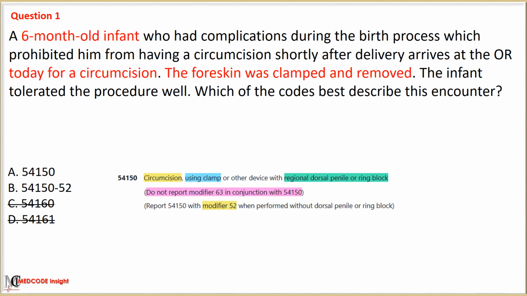Among the remaining two options, A and B, both with code 54150, which is used for circumcision performed using a clamp. However, in this scenario, the circumcision was performed without dorsal or ring block. We choose the correct option based on the parenthetical instruction given below the code 54150, which states report 54150 with modifier 52 when the procedure is performed without dorsal or ring block. Based on this guideline, the correct option is option B with code 54150 along with modifier 52.